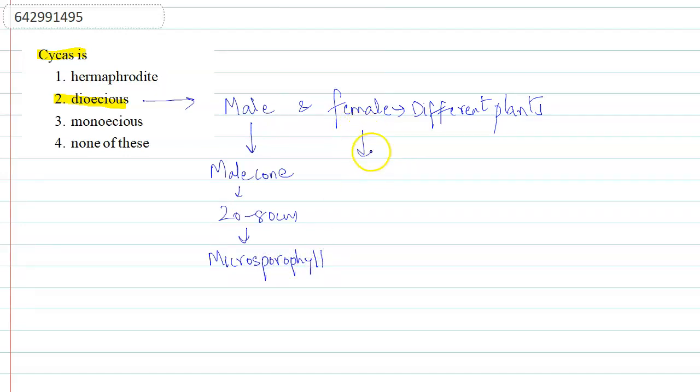But in the female plant, the female cone is not well developed. The female plant will also have the megasporophylls. Now these megasporophylls produce the megaspores, and the microsporophylls produce the microspores. So as the male and the female organs are on different plants, the Cycas is referred to as dioecious.